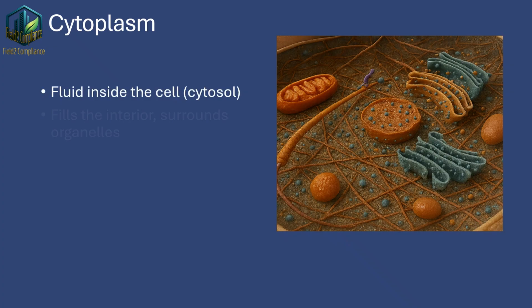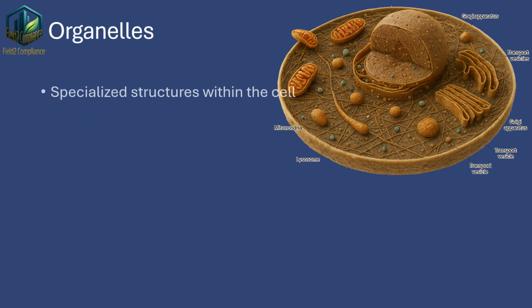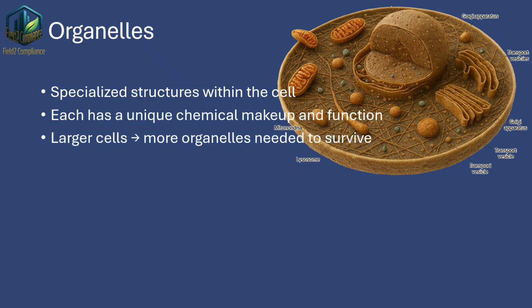The cytoplasm isn't empty space. It's a gel-like fluid called cytosol that fills the cell and surrounds the organelles. It's the busy workshop where countless chemical reactions happen, keeping the cell alive and running. Inside every cell are organelles, tiny specialized structures that keep the cell alive. Each organelle has its own chemical makeup and role, like a team member with a unique job. And the bigger the cell, the more organelles it needs to stay running.